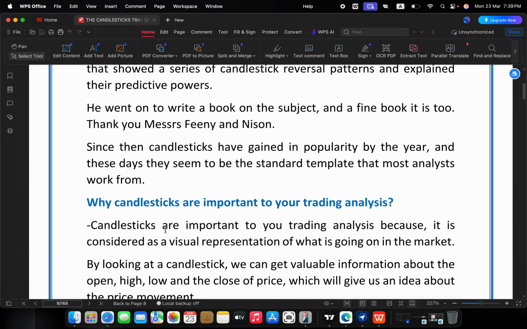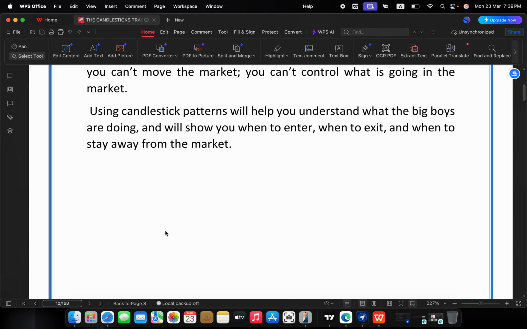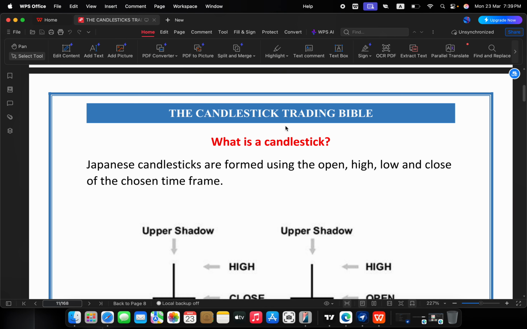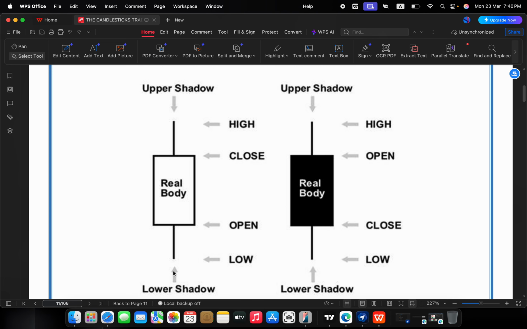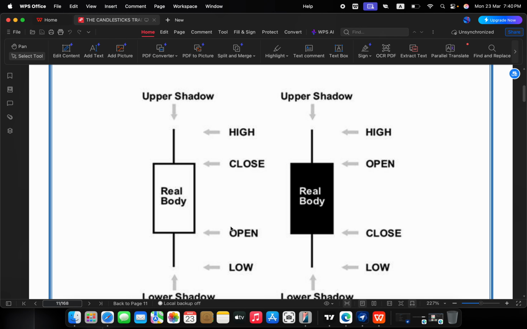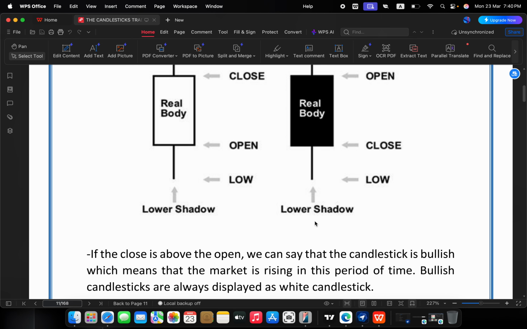All these things you can go through on your own, but that is not why I'm here. So what is a candlestick? We say candlesticks are formed using the open, high, low, and close of the chosen time frame. If you look here, we have the upper shadow, which is the swing high in present-day English. Then we have the lower shadow, which is the swing low. We have the high, the close, the open, and the low. Then this is the body.